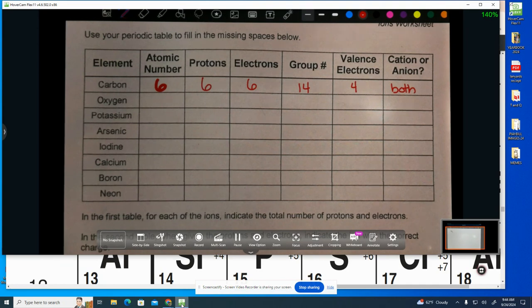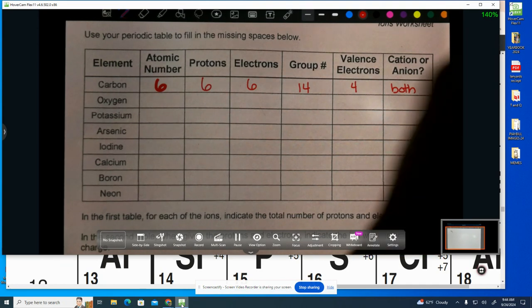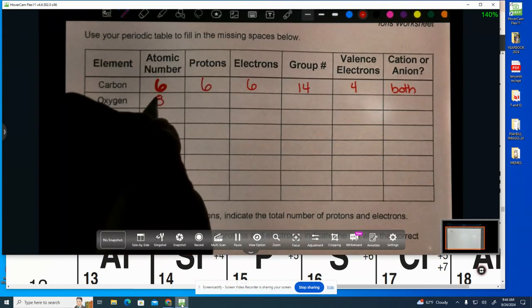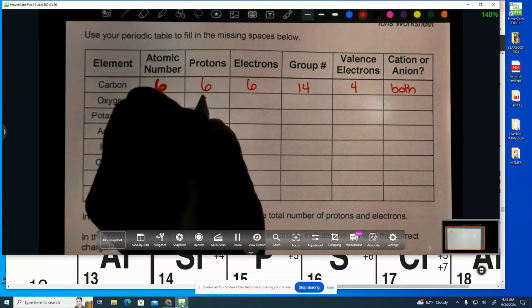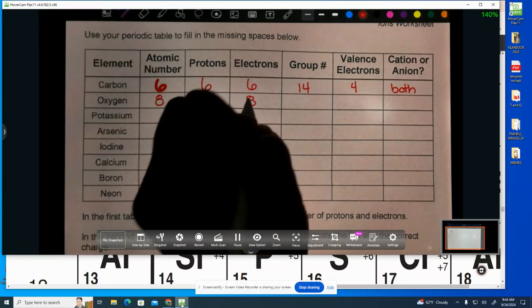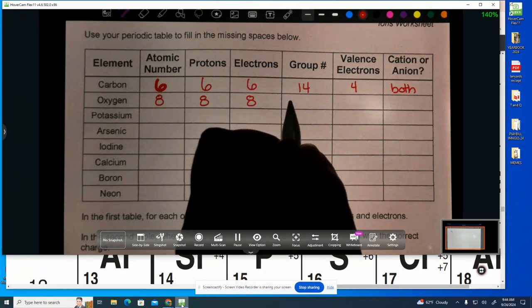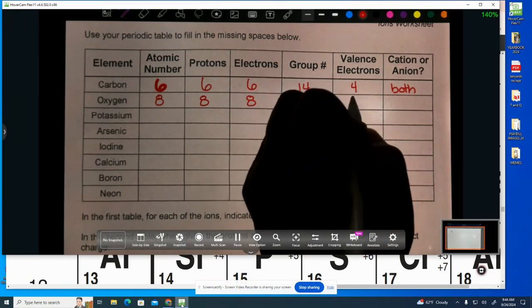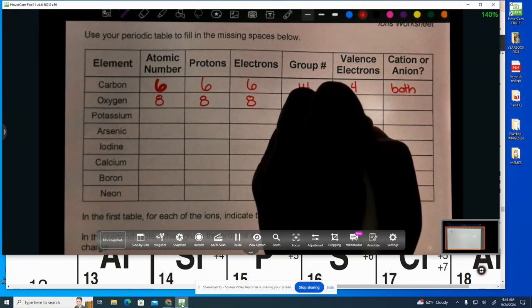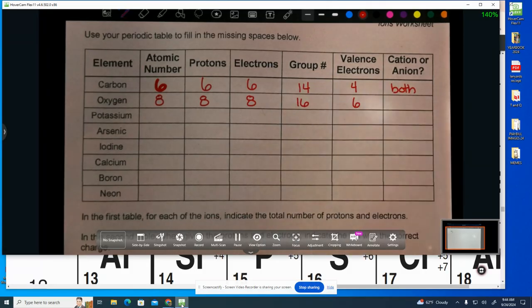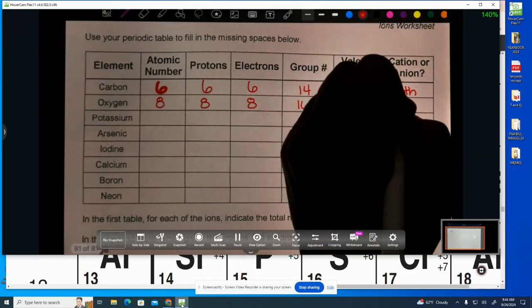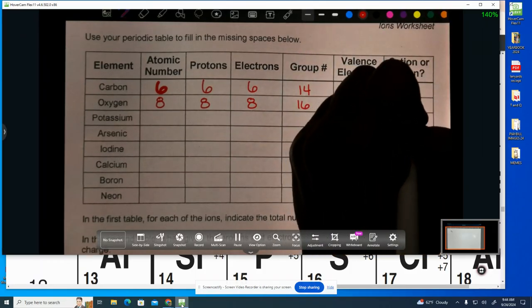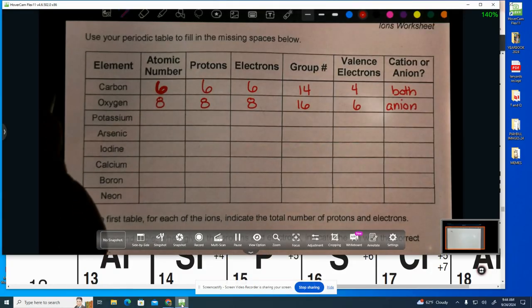All right, look at oxygen. Let's blast through this. What's its atomic number? 8. How many protons? 8. How many electrons? 8. What group number? 16. How many valence electrons? 6. Cation or anion? Say that again. Anion. Good. It only forms a -2.